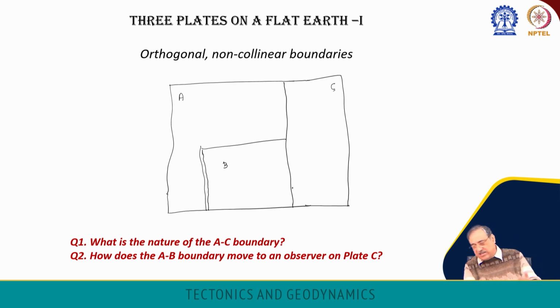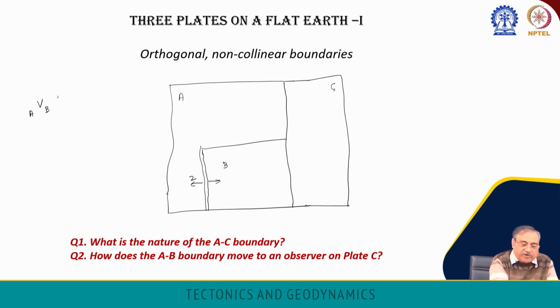Now, let us give ourselves some space. Let us assume that the half spreading rate along this boundary is 2. That is, the relative velocity of B with respect to A is 2 centimeters per year. Okay, this is not the relative velocity, sorry, the half spreading rate is 2 centimeters per year.